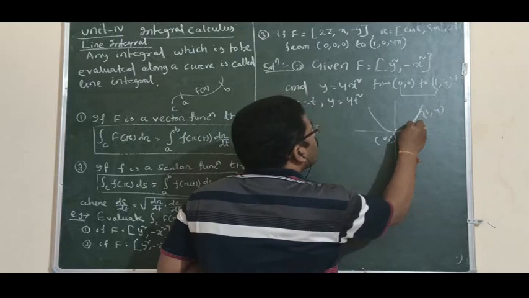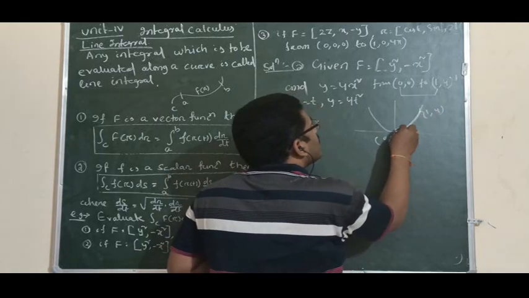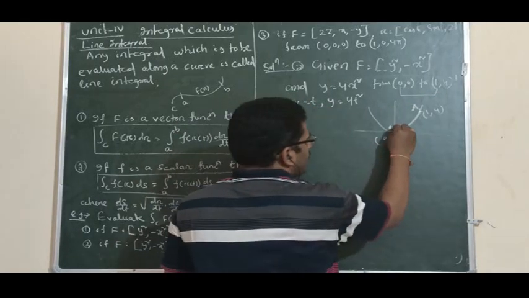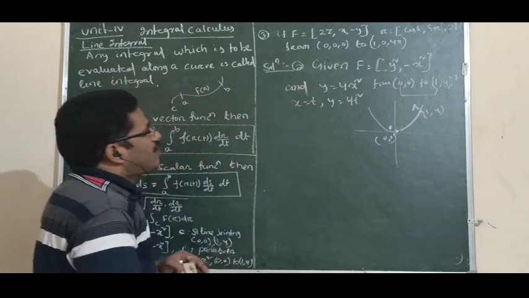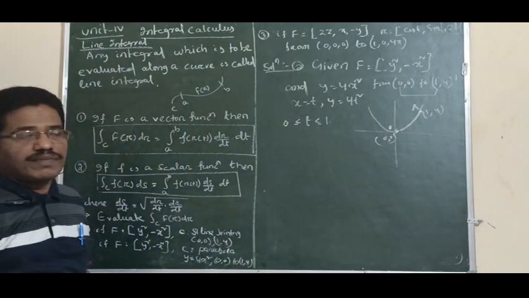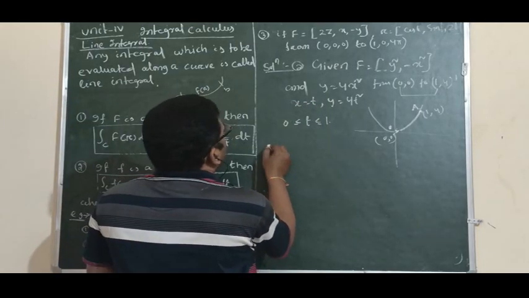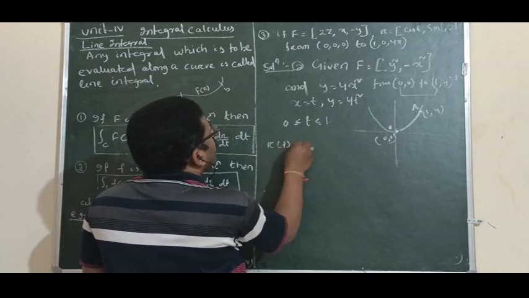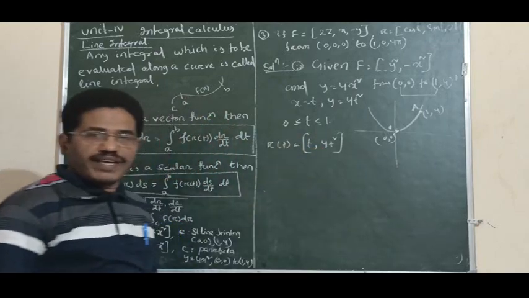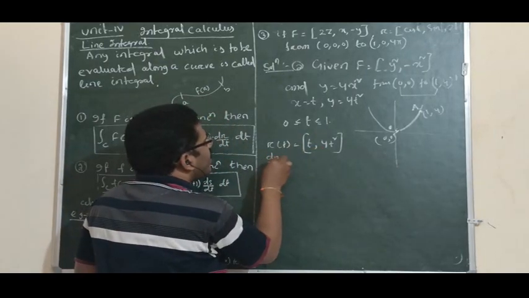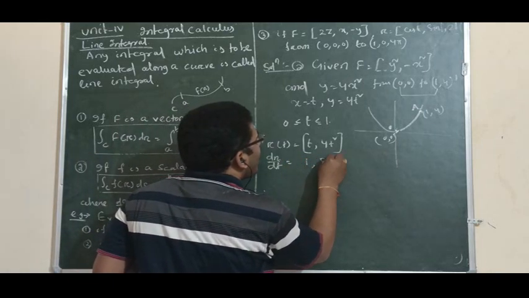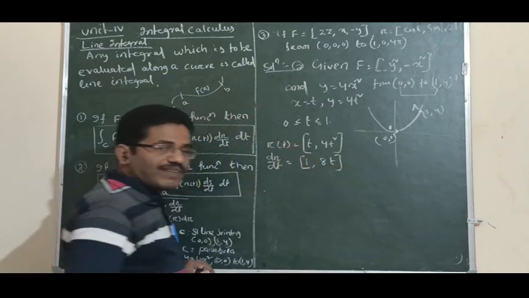That means we have to find the line integral from O to A. This is not in your curve. Only the curve is from this to this. So t is moving from 0 to 1. Therefore, r of t equal to t comma 4t square. So what is your dr by dt? Dr by dt equal to 1 comma 8t. This is your dr by dt.